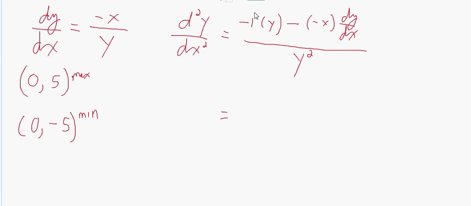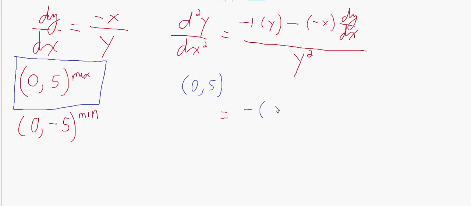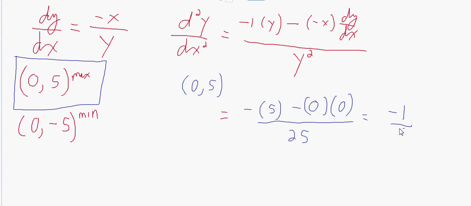Well, I can just plug in the values. I know what y is for each point, so we actually have to test both points. Let's test this one first. Now we know there's a max there. We're going to show that the second derivative test works. We're going to plug in 0 and 5 for x and y, and we know that the derivative dy dx is 0 there, because when you plug 0 in for x, you get 0. So test in 0, 5. When we plug these in, we're going to get negative 1 times y, which is 5, minus x is 0, so negative 0, times the derivative, which is also 0, over y squared, which is 25. Well, this is negative 1/5.